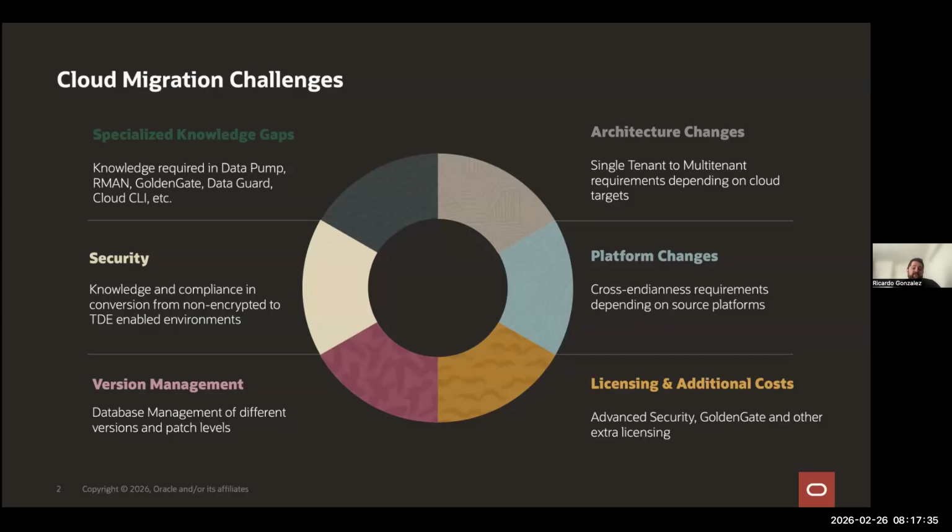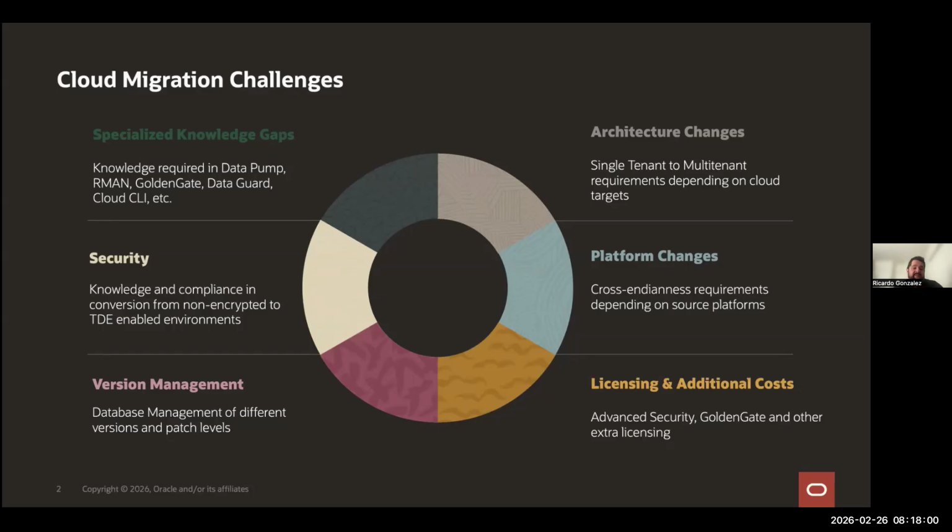Also, what about platform changes, right? We have a lot of customers that are not necessarily on Linux databases, right? They'll be on Solaris, AIX, and then we will talk more about other operating systems that are coming up. And you need to change them endian-wise because, of course, the target databases in the cloud are all Linux-based, right? So this adds another challenge into the migration work.